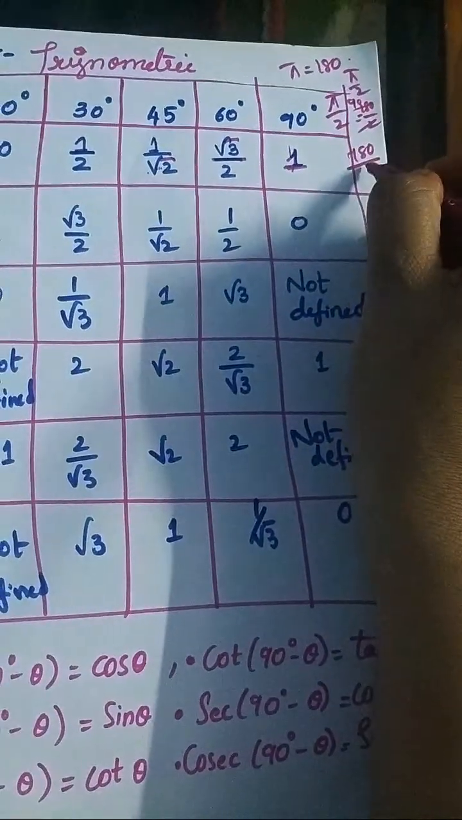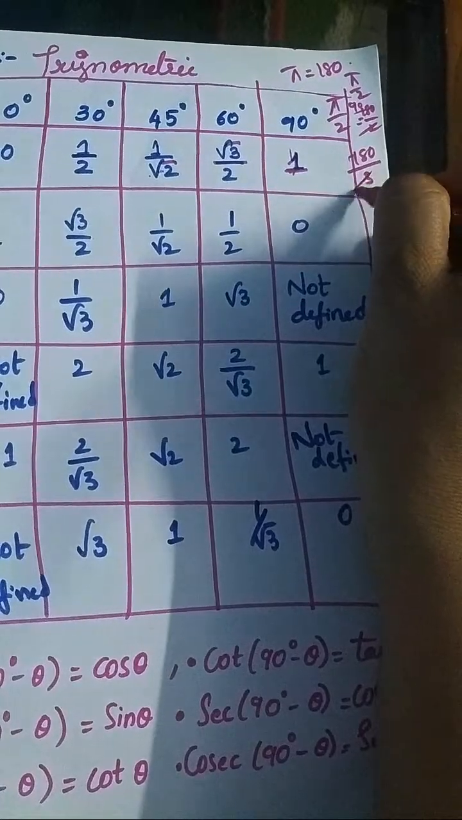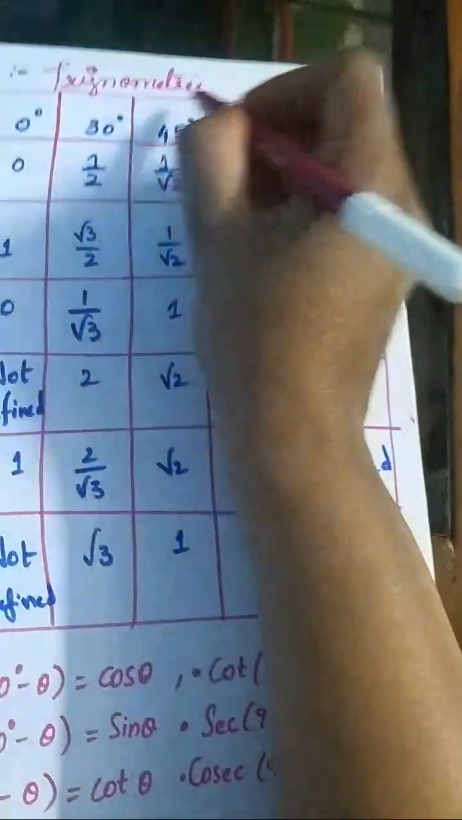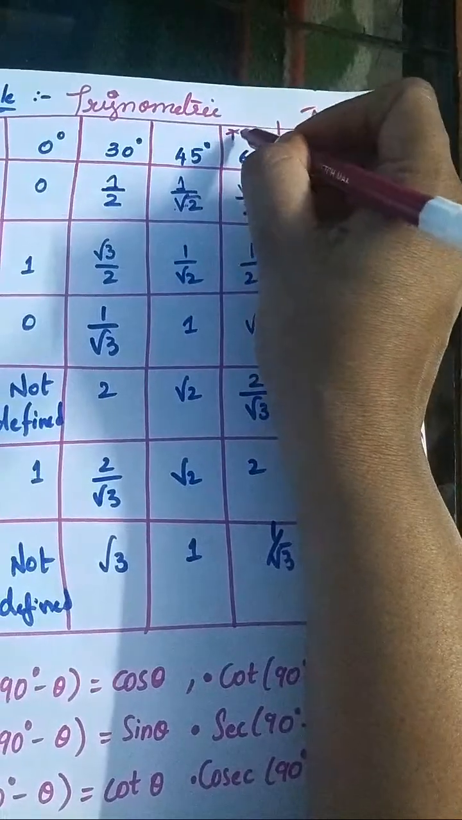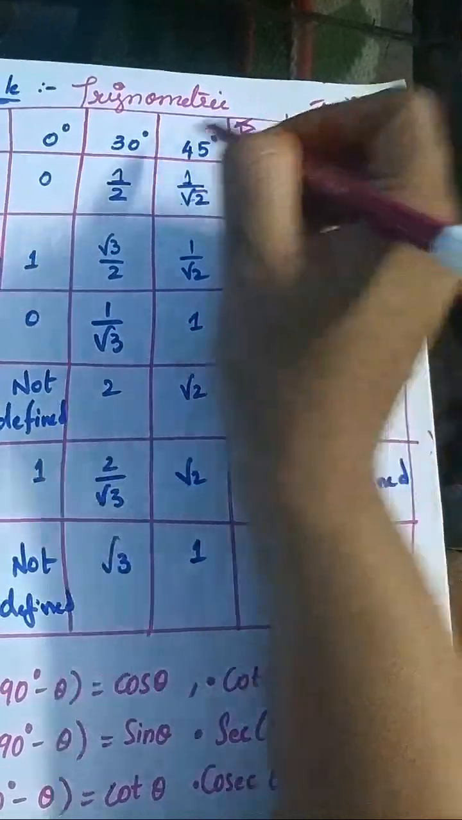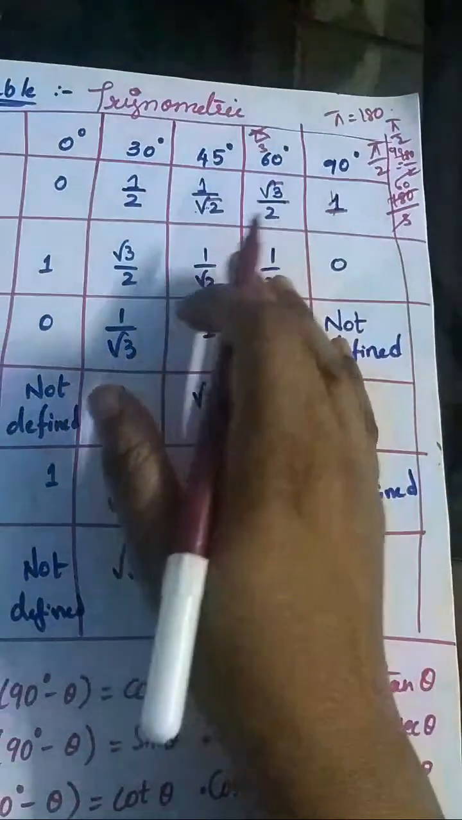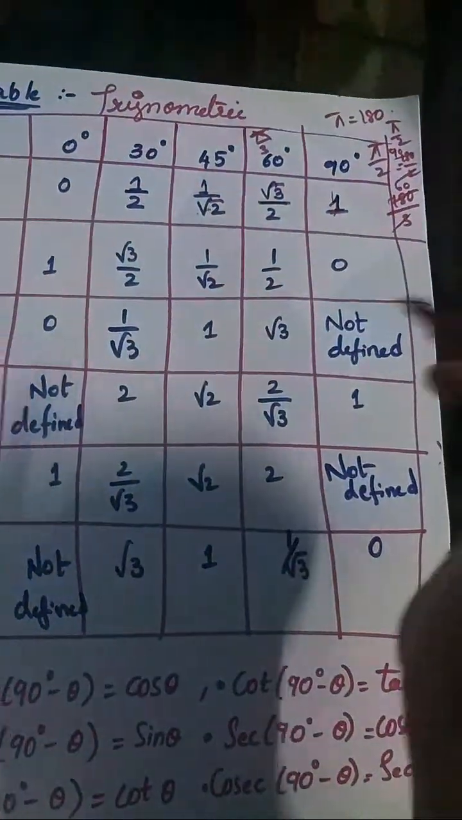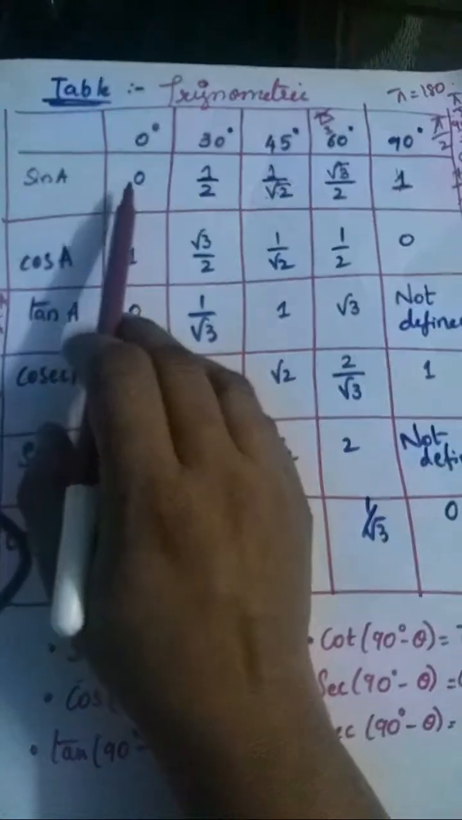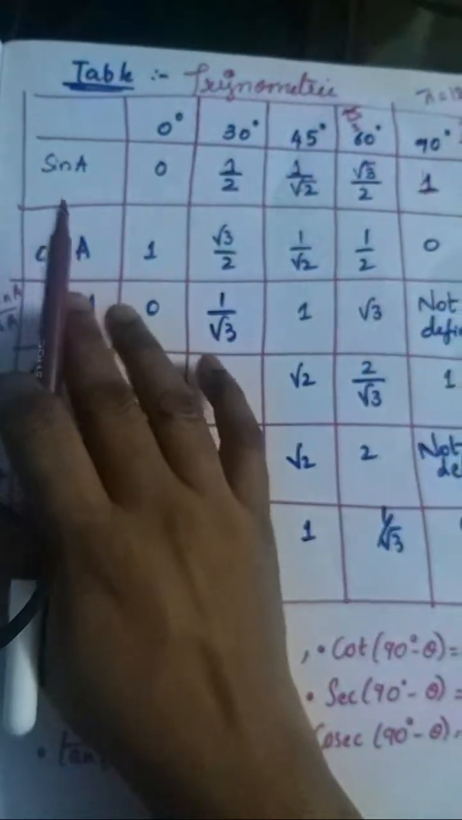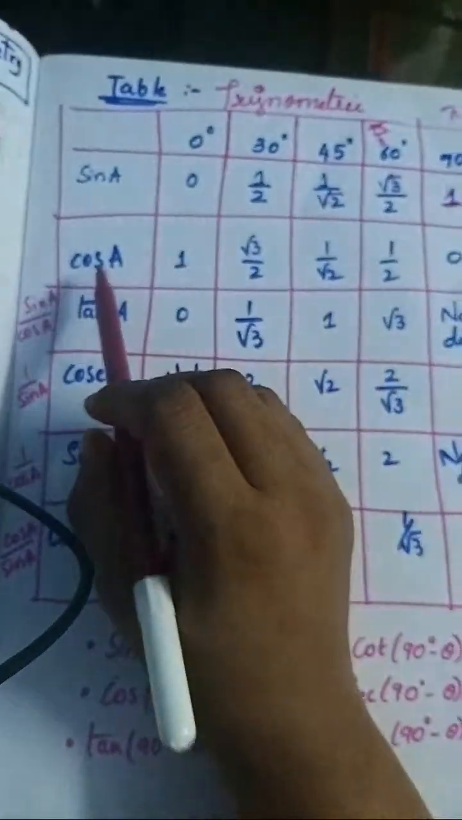180 by 3, 3 sixes are 18. That is pi by 3 is 60. Okay, like this we get the values in pi. Don't worry, that one is not important. Now see here, sin A means 0, 1 by 2, 1 by 2. Now cos A, how to remember the second line, that is cos A.